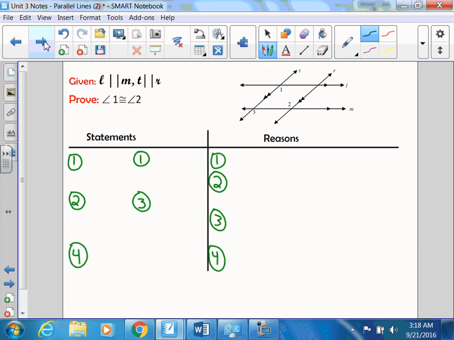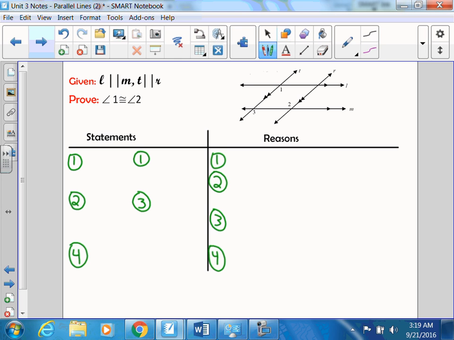Okay, so now we're here. Let's see, we have two sets of parallel lines. And we're trying to prove angle 1 and angle 2 are congruent. Angle 1 and angle 2, they have nothing in common. I mean, they don't share a line. They're not located on the same transversal line. So there's really no relationship we can determine yet, but eventually, hopefully, we can determine that they're congruent.